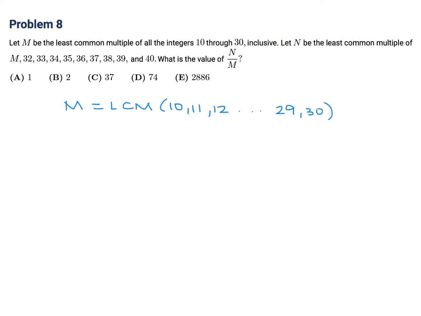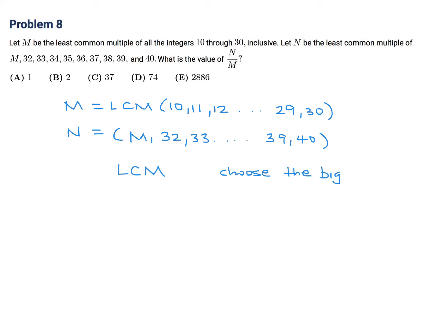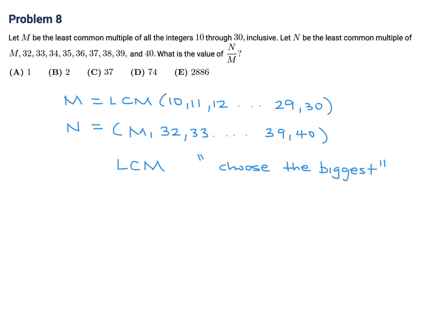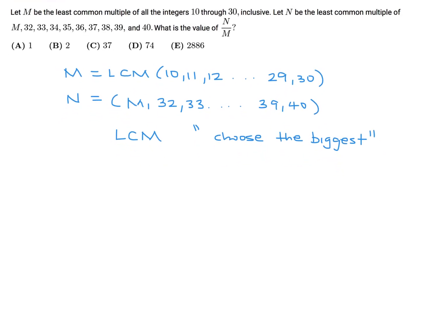So M is the LCM of those numbers, correct? And N is the LCM of M, along with 32, 33, all the way until you get to 40. Okay, so I'm assuming you know how to calculate the LCM. LCM you calculate, and I'll put this in brackets, choose the biggest. That's sort of the slogan for this question. Choose the biggest. And I think you'll understand what I mean once I start explaining. It's kind of counterintuitive because it's least common multiple, but you choose the biggest.